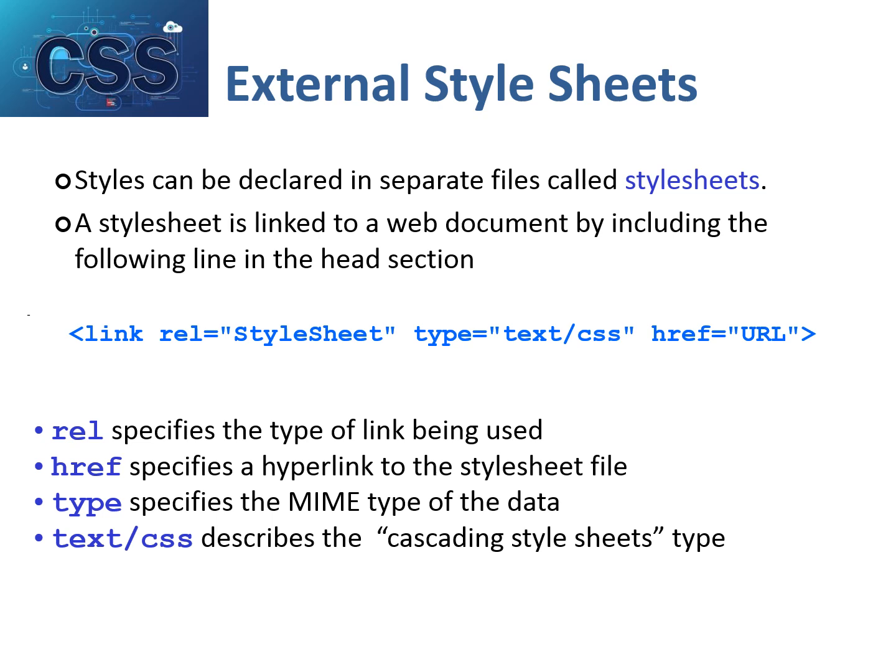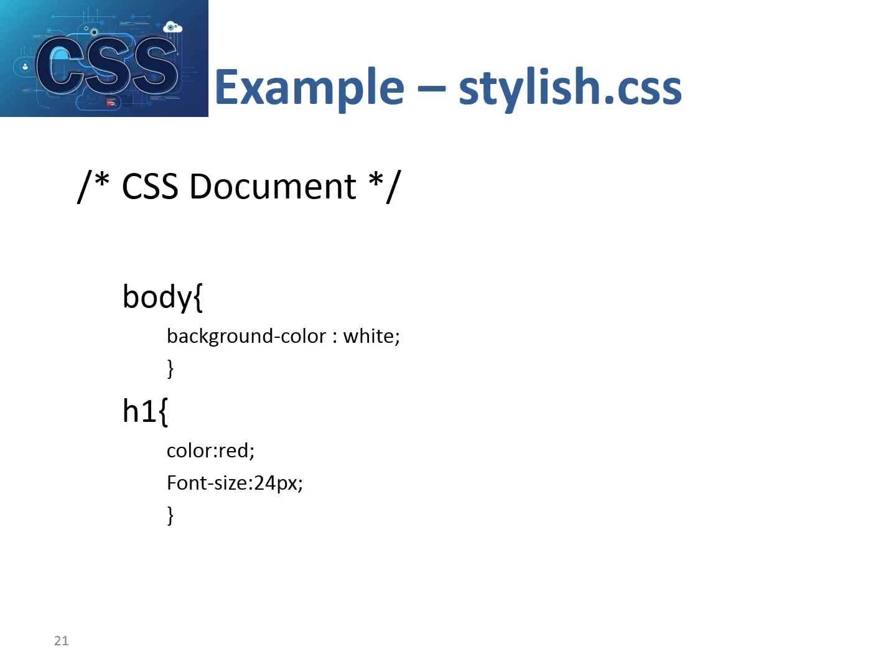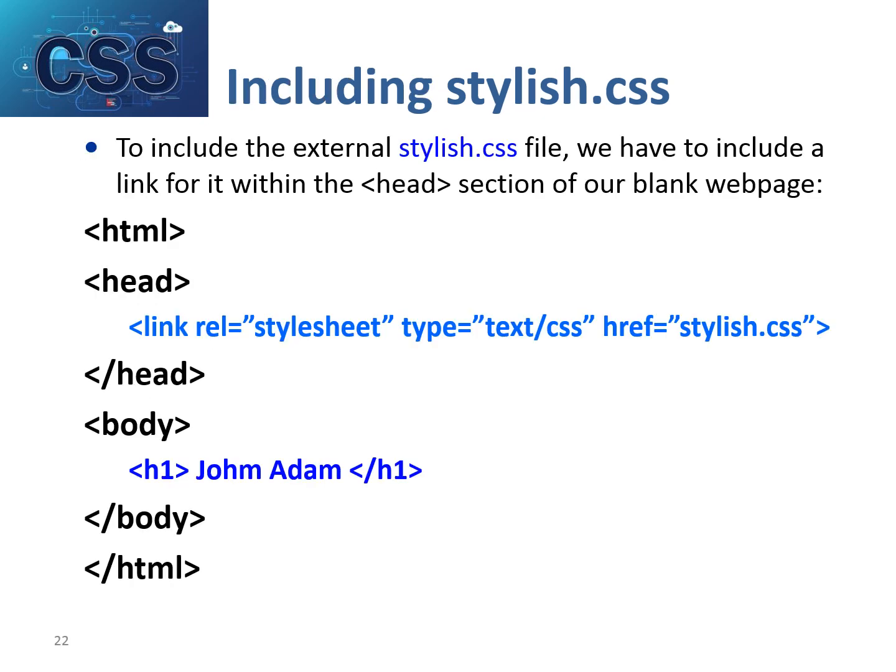So rel specifies the type of link being used. Href specifies a hyperlink to the style sheet file. Type specifies the MIME type of data. Text/css describes the cascading style sheet type. Now the font color, the foreground color on that particular body of the web page, is red. That is, John Adam is in red color, 24 pixels. So this is an example of an external style sheet.